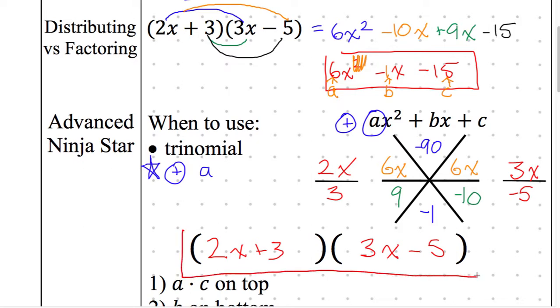This is how we go backwards. And we can check this as well. 2x plus 3, 3x minus 5.